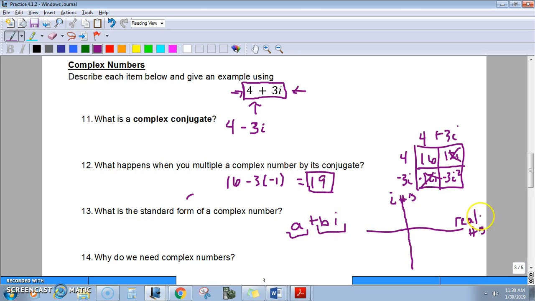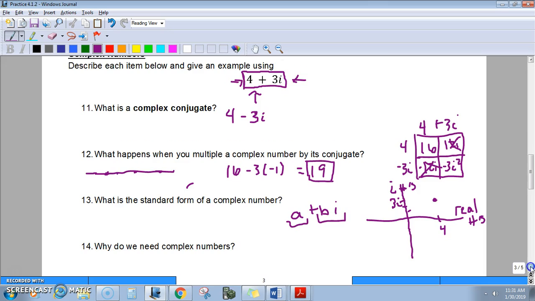Okay, and so this 4 plus 3i would be 4 on the real numbers, and then 3i on the imaginary numbers, and that number is going to be a point on the plane, as opposed to any other number. Any other number is going to be a point on a number line, right? You're going to say, oh, 3 is here, 2 is here, 0 is here. But an imaginary number is going to be a point on the plane. It's not going to land exactly on the number line. What is the standard form of a complex number? That's that a plus bi.